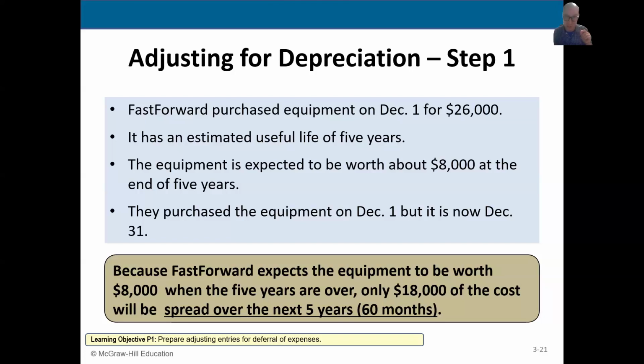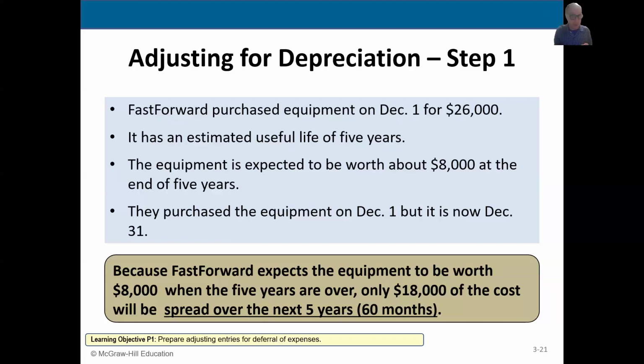But we see this. It says we purchased the equipment on December 1. It's a different accounting period. December 1 to December 31 is 1 month, so we have to spread it even further. 5 years is also known as 60 months. So if I take the 18,000 and divide by 60 months, I get $300.